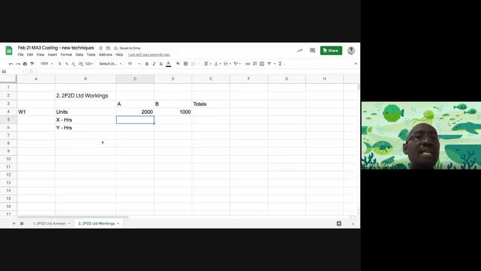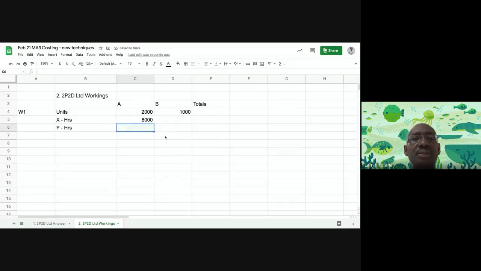Good. And we can just multiply it easily. So for department X, we agreed that each product A will take 4 hours to produce. So it's going to be equals 4 multiplied by the units, which is 2,000. So multiplication sign in spreadsheet is what? An asterisk. Okay, asterisk is just the one on top of 8. Okay, multiplied by C4, we enter.